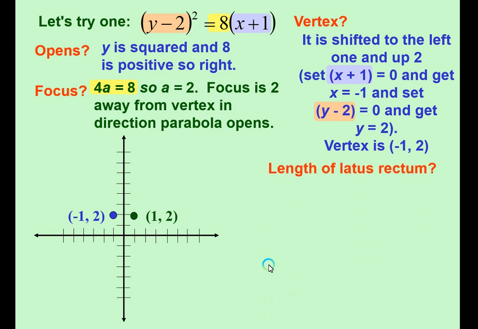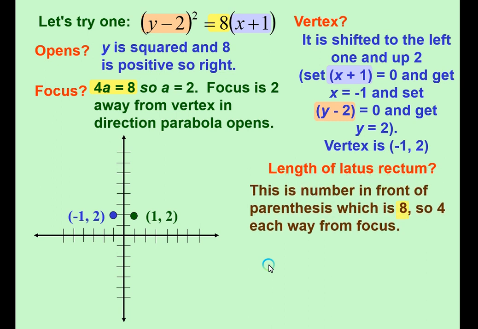Next, what is the length of our latus rectum? Based on the equation, 8 is equal to 4a, therefore our latus rectum is also equal to 8. If our latus rectum is equal to 8, we could conclude that we have 4 units upward and 4 units downward from our focus. So we have to count 4 units upward and 4 units downward.